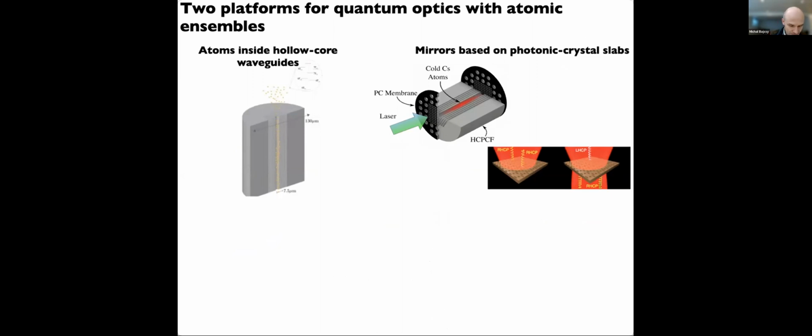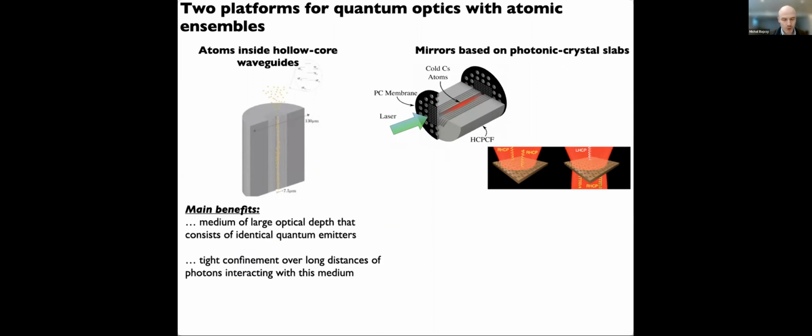So one of the platforms is atoms inside hollow core waveguides. And the main benefit of this platform is that you can achieve an optical medium of large optical depth. And this medium consists of identical quantum emitters. This is something that is kind of hard to get with solid state emitters, but with atoms, since the host medium is vacuum, you get these identical quantum emitters, and you can start looking at some ensemble effects.